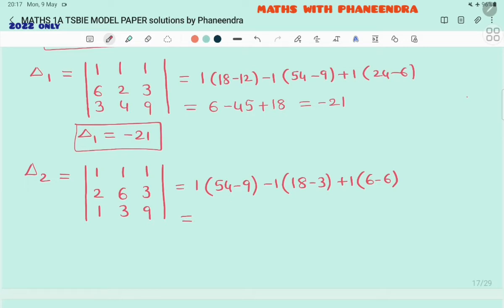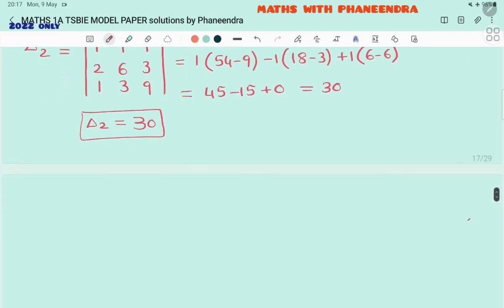54 minus 9 is 45. That is plus 45. 18 minus 3 is 15, 15 times minus 1 is minus 15. 6 minus 6 is 0. So 45 minus 15 is 30. Therefore delta 2 is equal to 30.